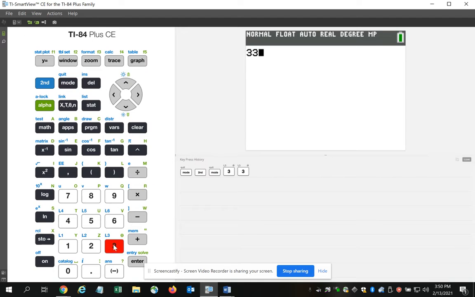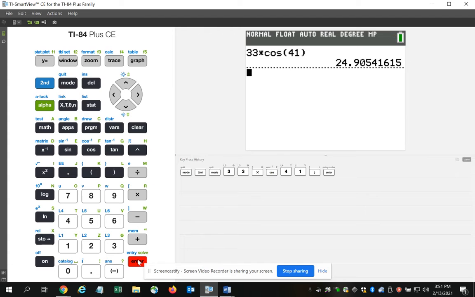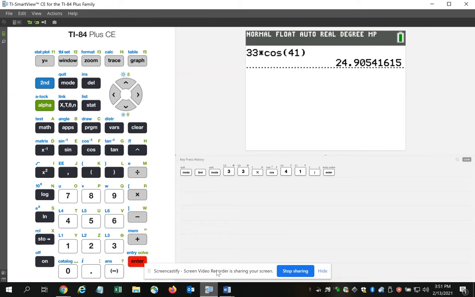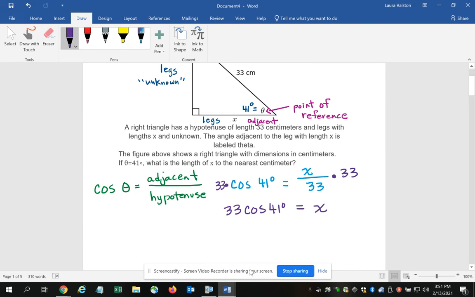So I have 33 times the cosine of my 41 degree angle, and I hit enter, and I have 24.905. The question says, what is the length to the nearest centimeter? Which means to round to the nearest whole. So let me write this down for you: 24.90 in centimeters, but we're asked to round to the nearest whole.